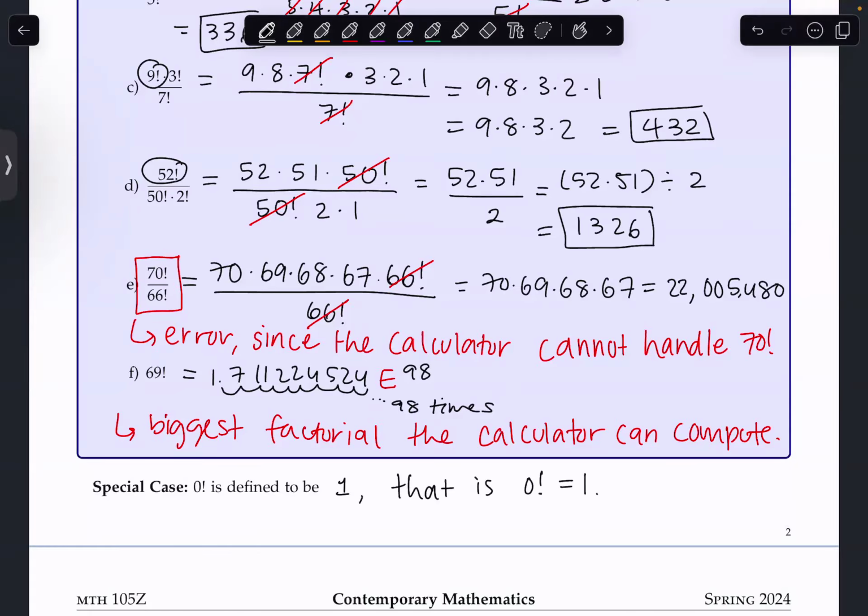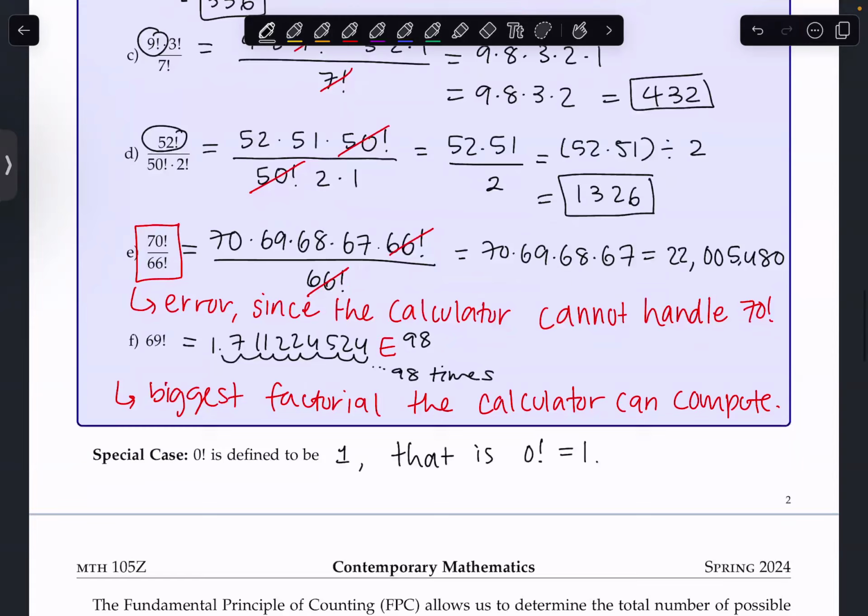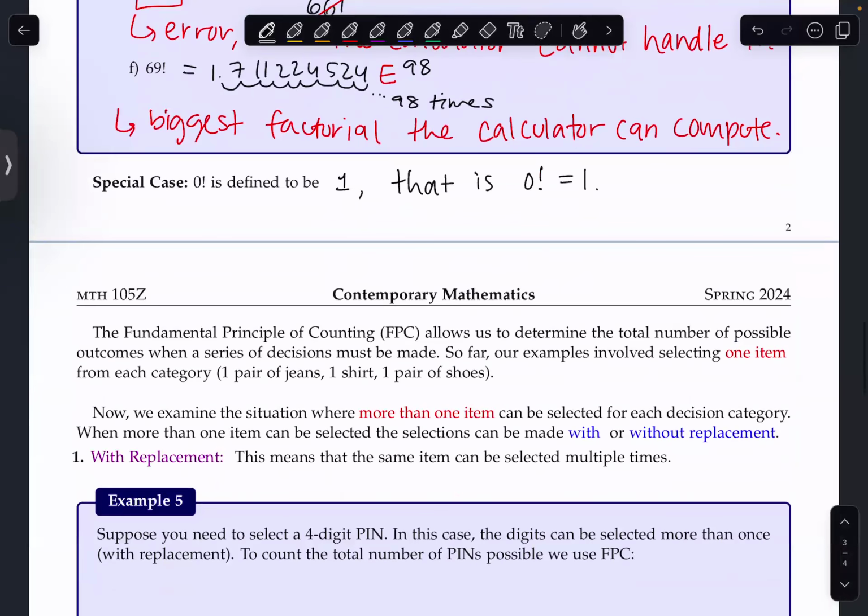Okay, and we'll see this eventually, but we just want to make sure we know how to do this when it comes up. Okay, so our fundamental principle of counting, or FPC, allows us to determine the total number of possible outcomes when a series of decisions must be made. And so far, all of our examples involve selecting one item from each one of our categories.